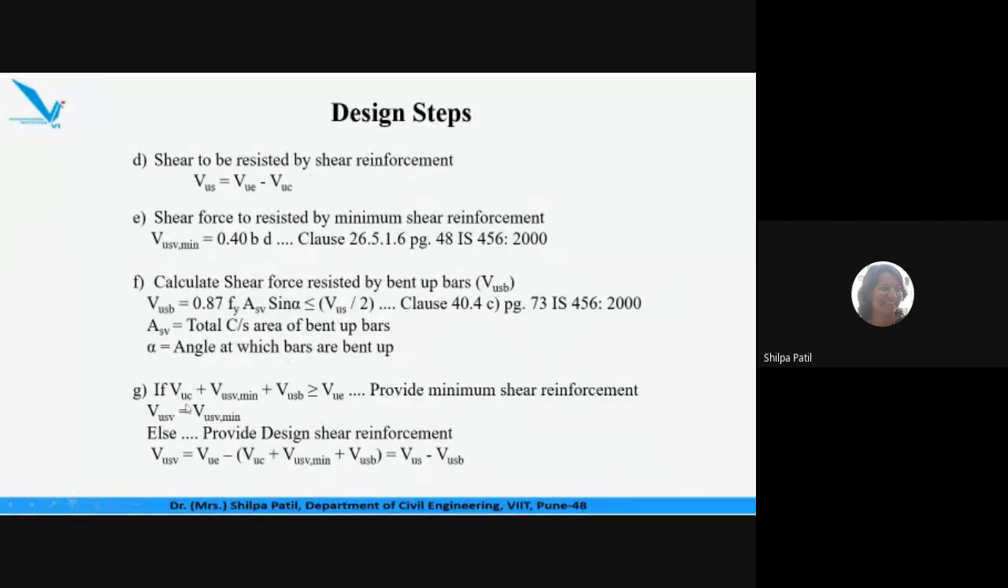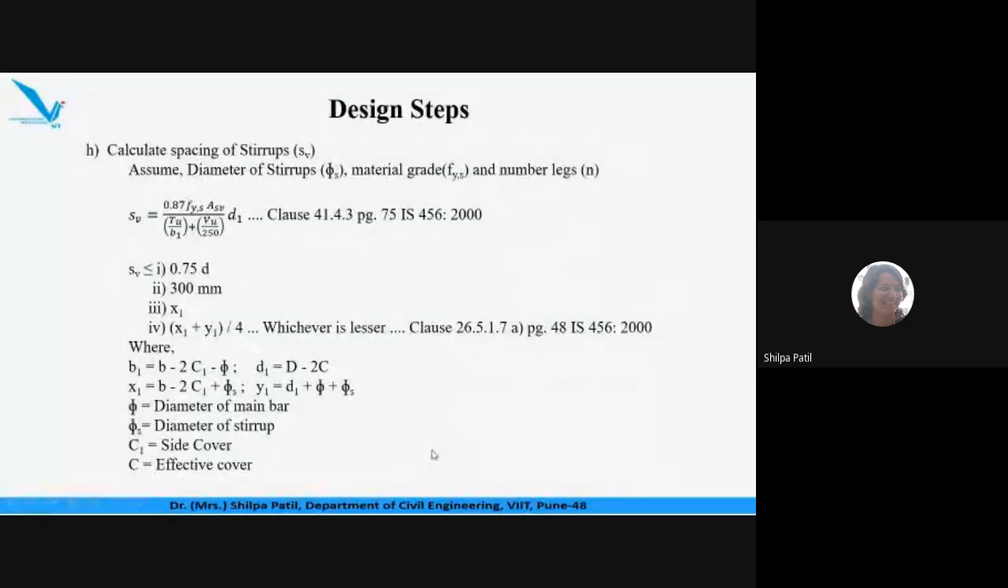Then we calculate the addition of all these three shear forces, that is the shear force resisted by concrete, minimum shear reinforcement and bent up bars. If this addition is greater than the equivalent shear force, then there is no need to design for shear. We have to provide the minimum shear reinforcement only. If it is not, then we need to design for shear, which is calculated for this value, that is the total shear resisted by the shear reinforcement minus the bent up bars. For this amount of shear force, we design the shear reinforcement, which is provided in the form of stirrups.